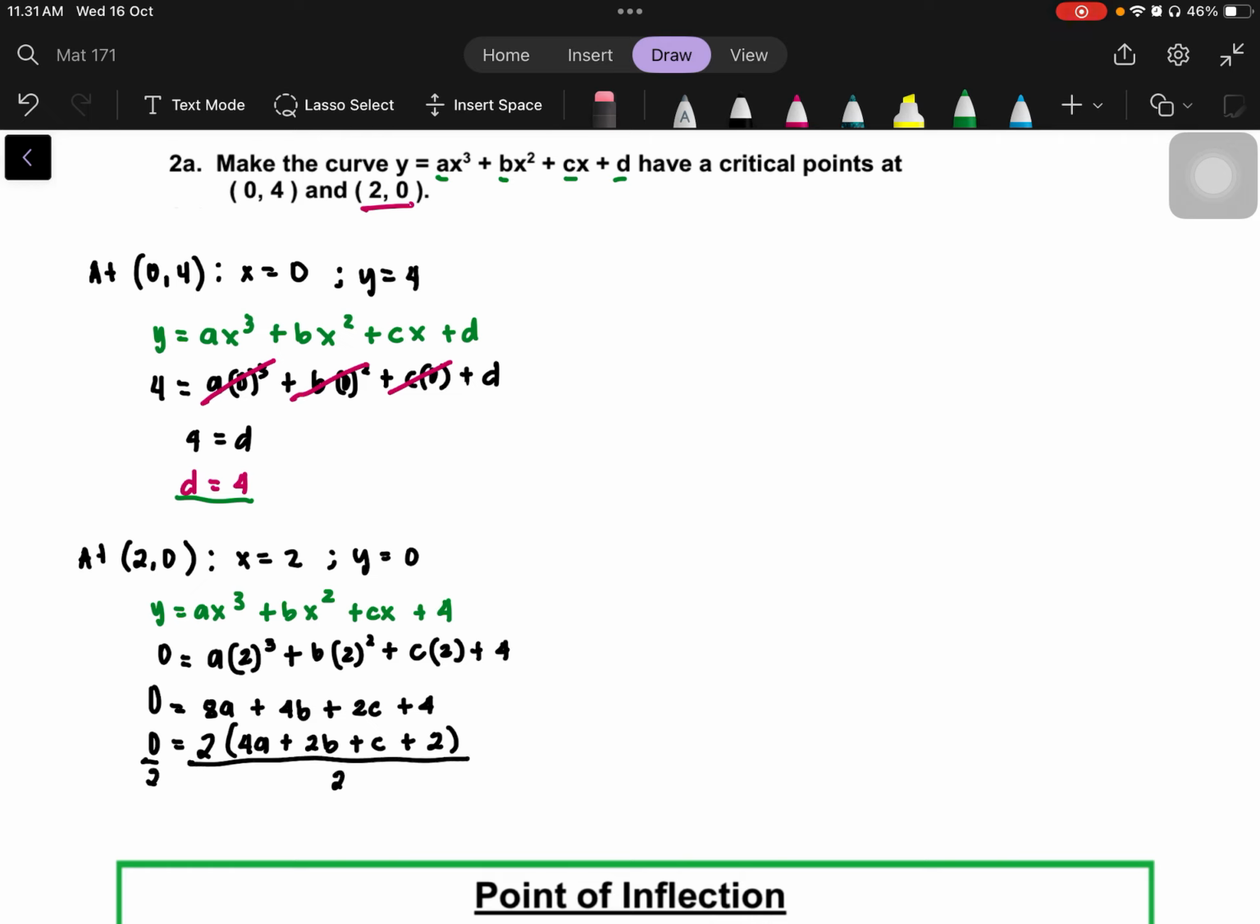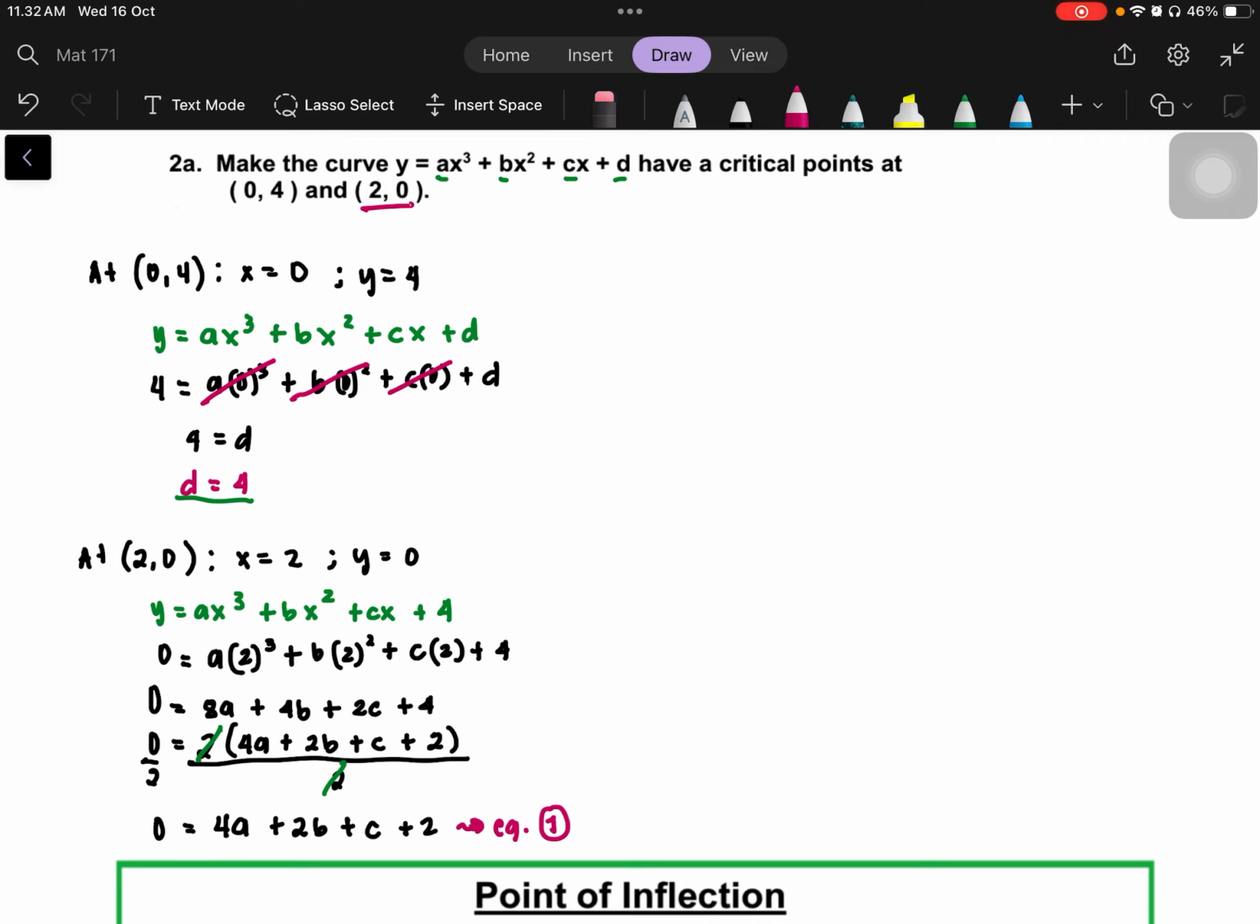Okay? Nakuha? And then, we divide both sides now by 2 para ma-cancel. So, pag nag-cancel yan, 0 divided by 2 is 0 is equal to 4a plus 2b plus c plus 2. And then, since nakagawa tayo ng isang equation, gamitin natin yan as equation number 1. Okay? Magagamit natin yan later on.